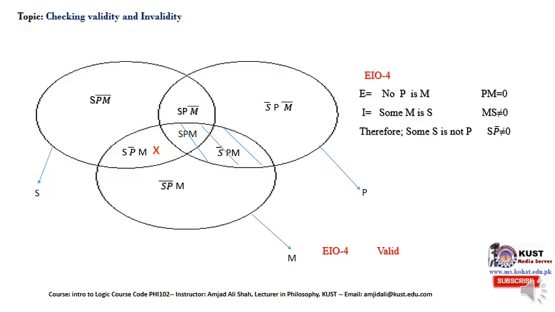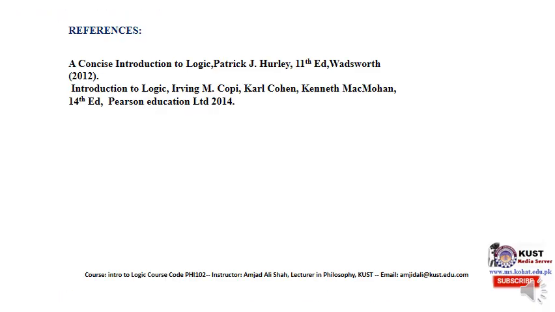The details of those 15 forms have been given in the course book, that is Introduction to Logic by Copi. These are the references. Some of the examples have been taken from A Concise Introduction to Logic by Patrick Hurley, and An Introduction to Logic by Irving M. Copi, Carl Cohen, Kenneth McMahon. The edition is 14th, Pearson Education Limited, 2014.